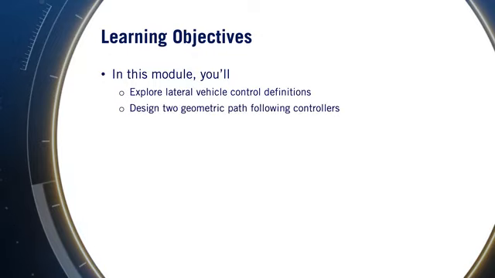In lessons 2 and 3, we'll introduce 2 geometric path following control strategies that are built on the no-slip assumption of kinematic modeling. And finally, in the last lesson, we will focus on model predictive control as an example of an advanced control strategy regularly used in autonomous vehicles.